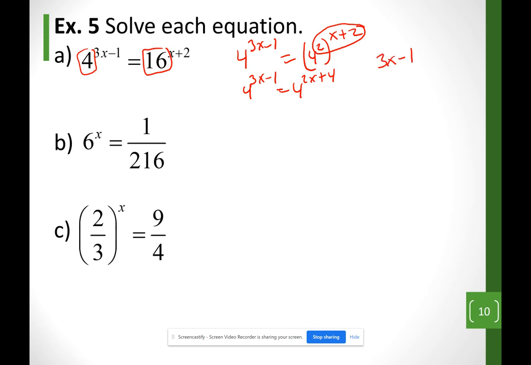3x minus 1 equals 2x plus 4. Once you have the same base, just let the exponents equal each other. All right, so let me subtract 2x on each side. My minus 1, I'm going to add it as a plus 1 on the other side. Switch the signs. So I get that 1x is equal to 5. So I'm just going to say my answer is 5.